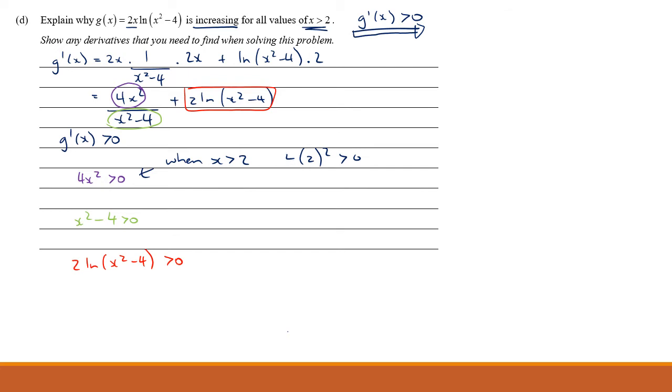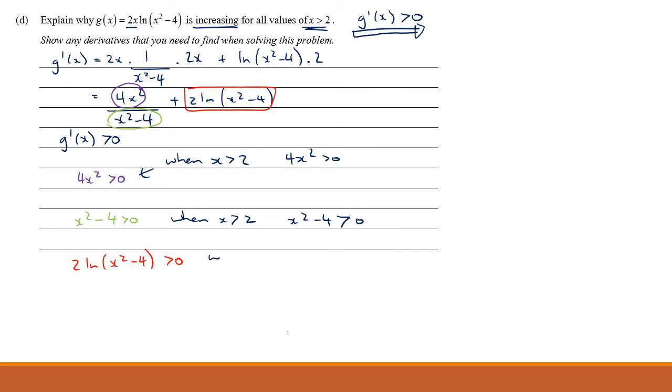So in other words, 4x squared is greater than 0. When x equals 2, x squared minus 4 will be equal to 0. So when x is greater than 2, this will be greater than 0.